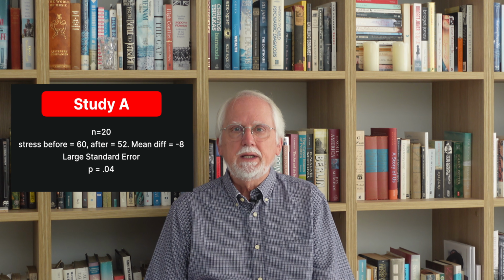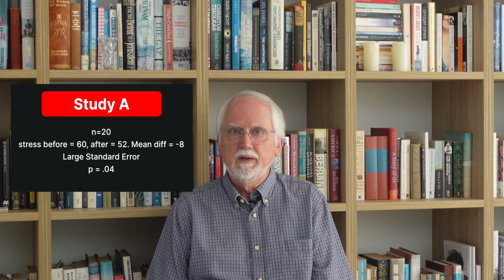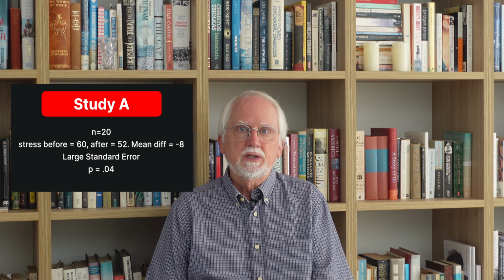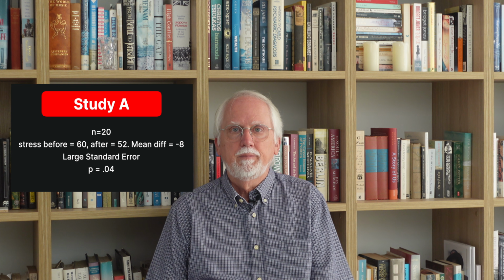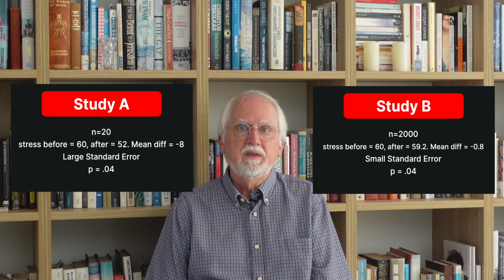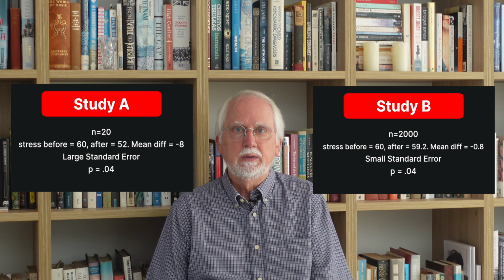Study A, 20 participants. Mean stress before the intervention, 60. Mean stress after, 52. The mean difference, 8 points. It's a small sample, so the standard error is relatively large, but the signal is strong enough. P equals 0.04. Study B has 2,000 participants. Mean stress before was 60. Mean stress after, 59.2. The mean difference, 0.8 points. The sample is enormous, so even this tiny signal is detectable. The p equals 0.04.